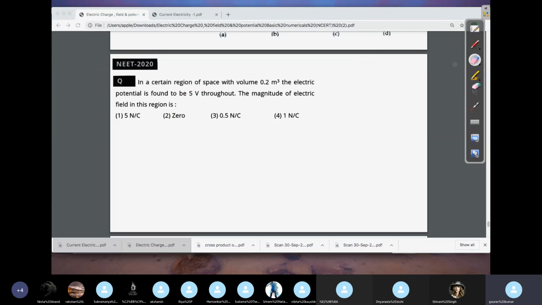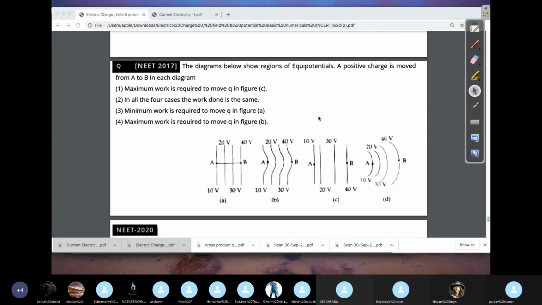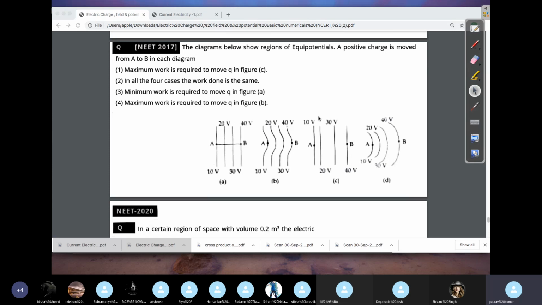A very, very easy question. Give me the answer for this question. Please solve it. See, the diagram is not proper, so I'll just write the values here. This is your 20 volt. This is an equipotential surface, 20 volt. The last is 40 volt. In every case, you have the same thing: 20 volt, 40 volt.